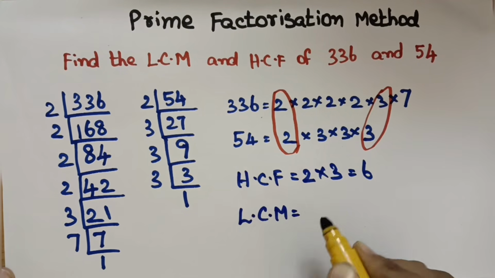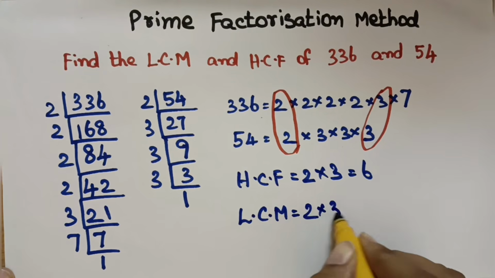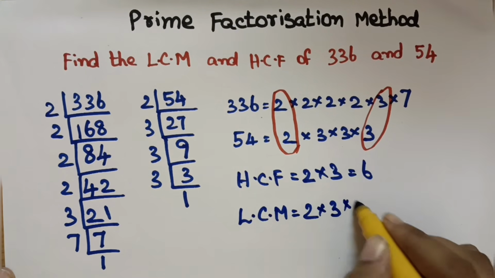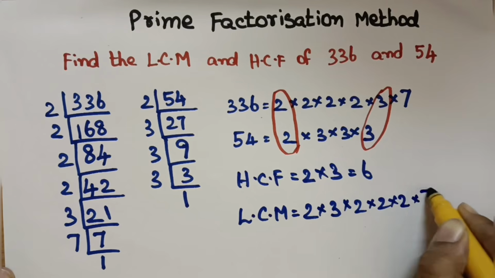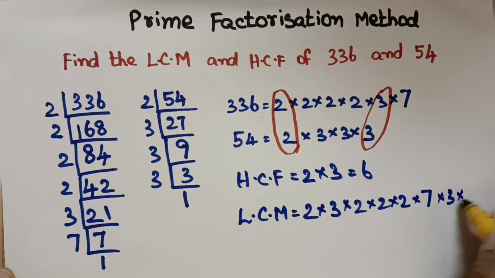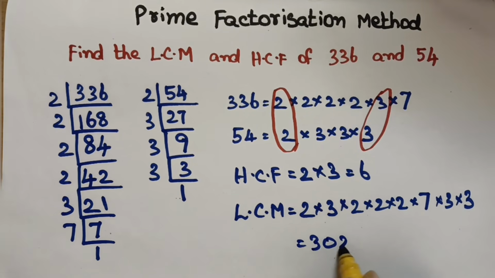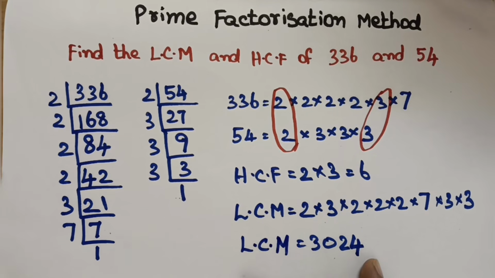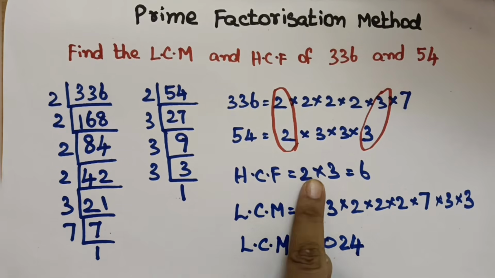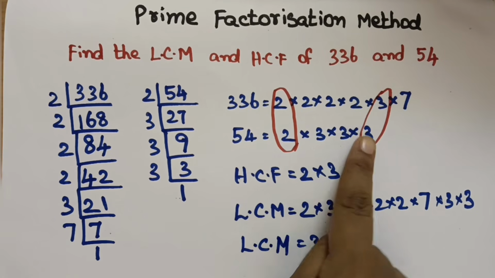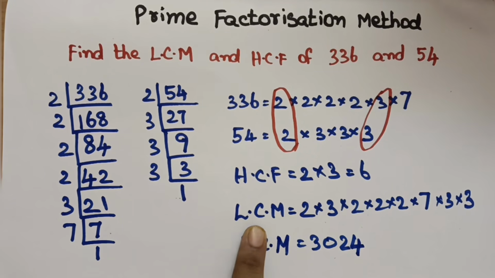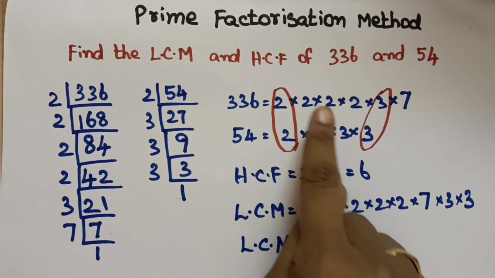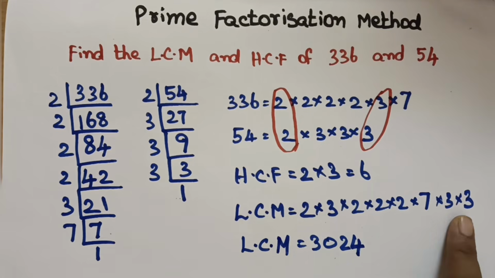LCM equal to, write the common factors 2 into 3 and all the remaining factors 2 into 2 into 2 into 7, here 3 into 3. Multiply all the numbers, 3024. See that LCM is the biggest number and the HCF is the smallest number. In HCF, we multiply only the common factors. But in LCM, multiply the common factors once and also multiply the remaining factors.